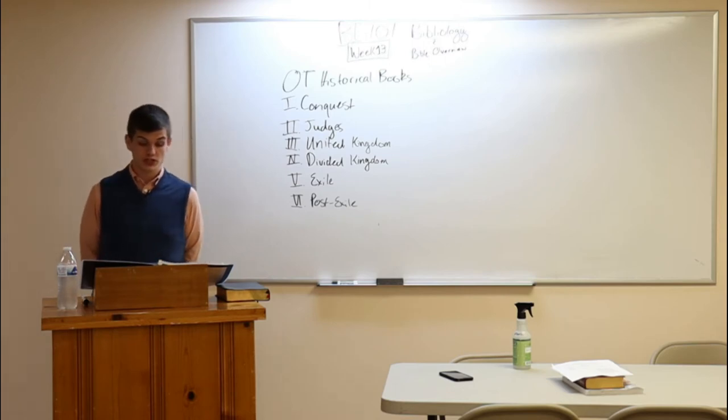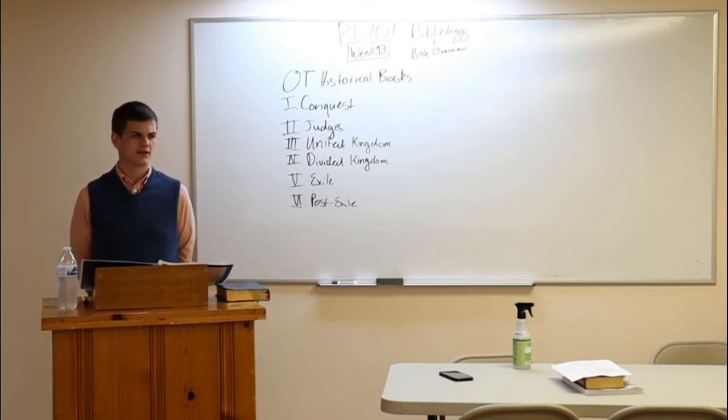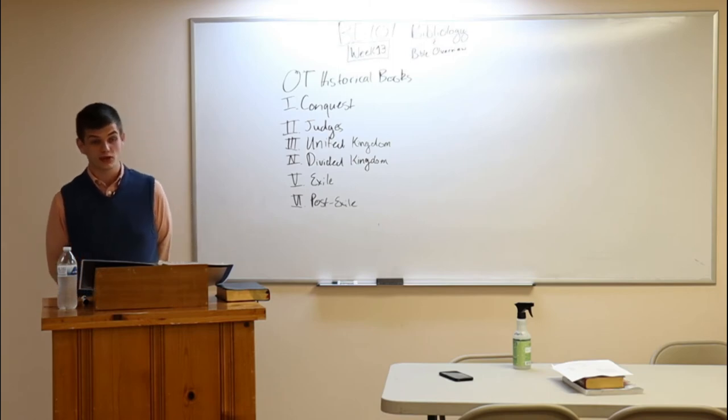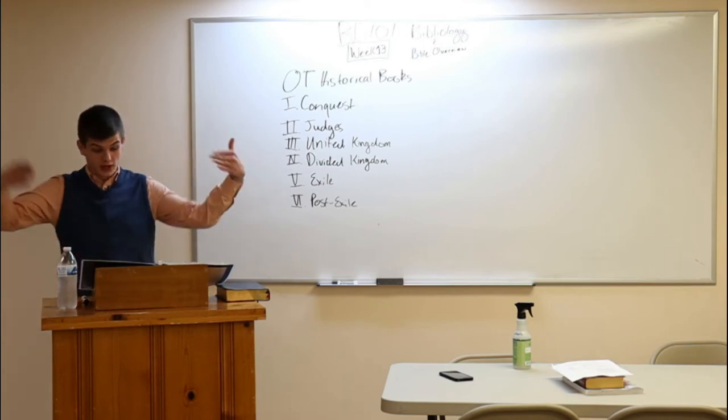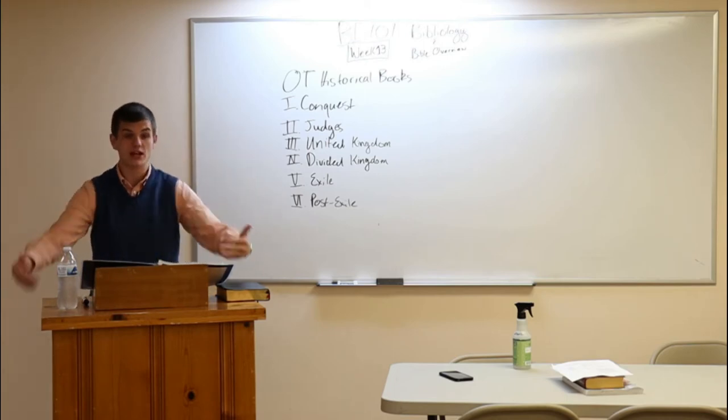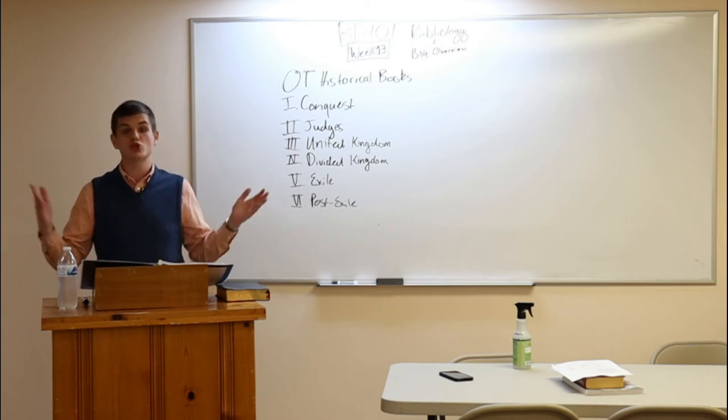The historical books teach us that history is not circular. I'm sure you've heard that old saying, well, history is destined to repeat itself. Well, history doesn't repeat itself. History is not circular. History is linear. History is moving towards an ultimate consummation. There is a point to history.